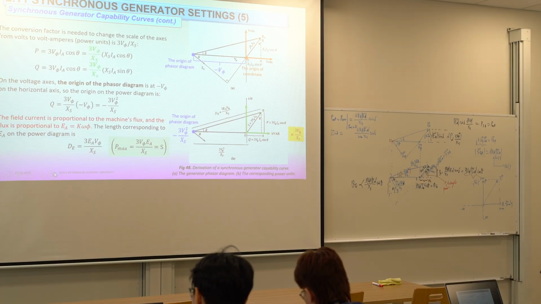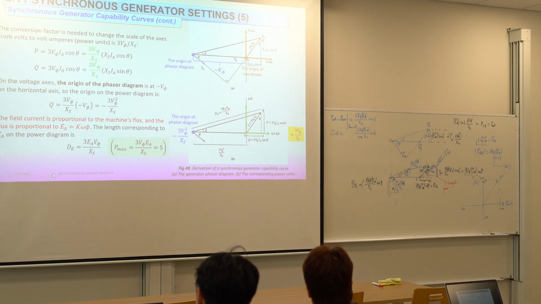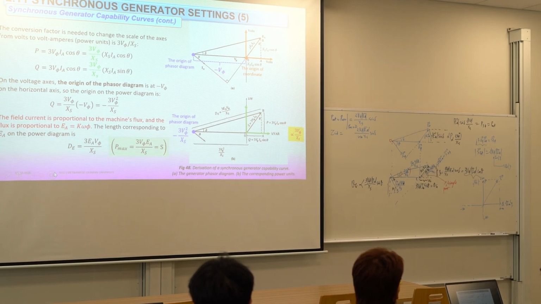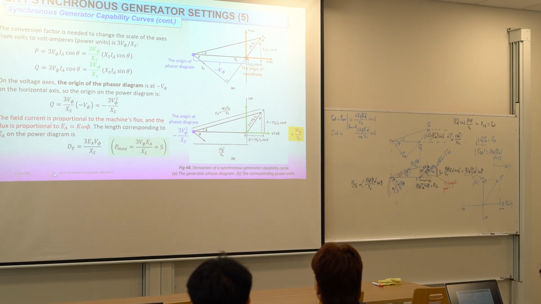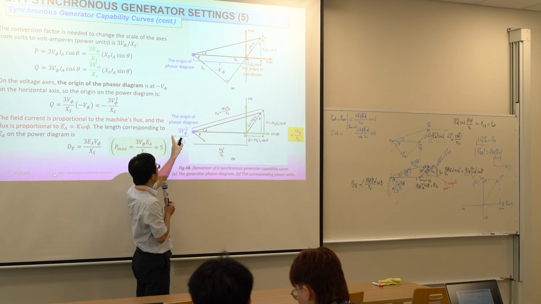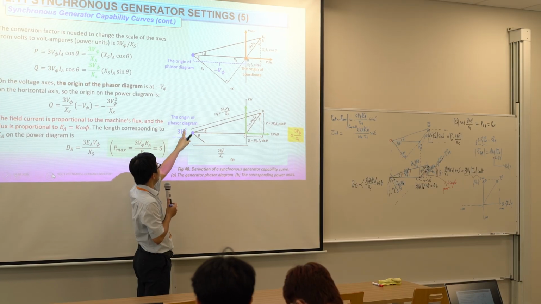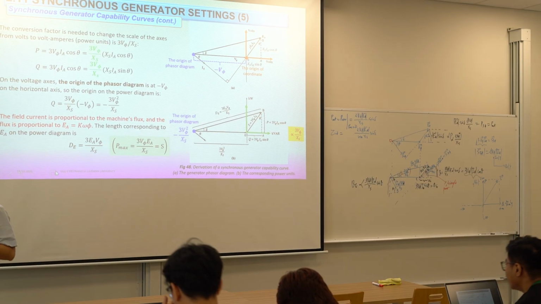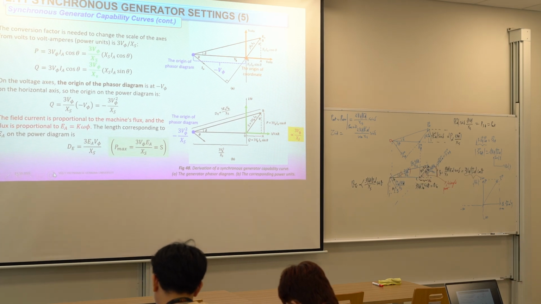Okay, continue. The origin of the phasor diagram is here. So for the phasor diagram, this is minus V phase. So here, this point now becomes minus 3V phase square over xs. Now Q.